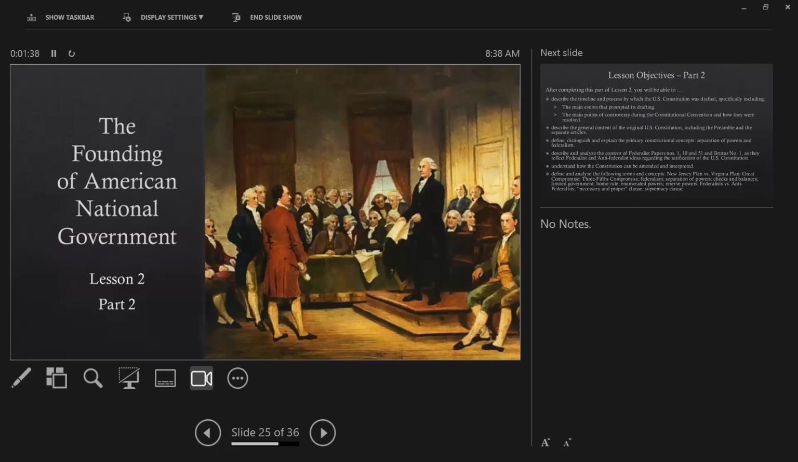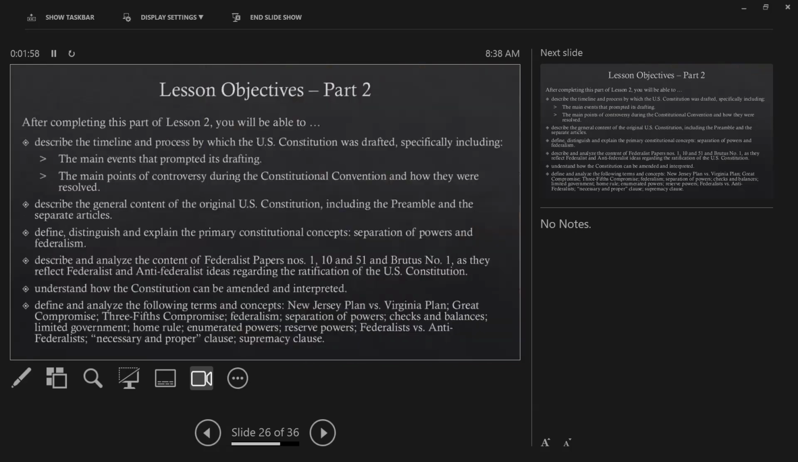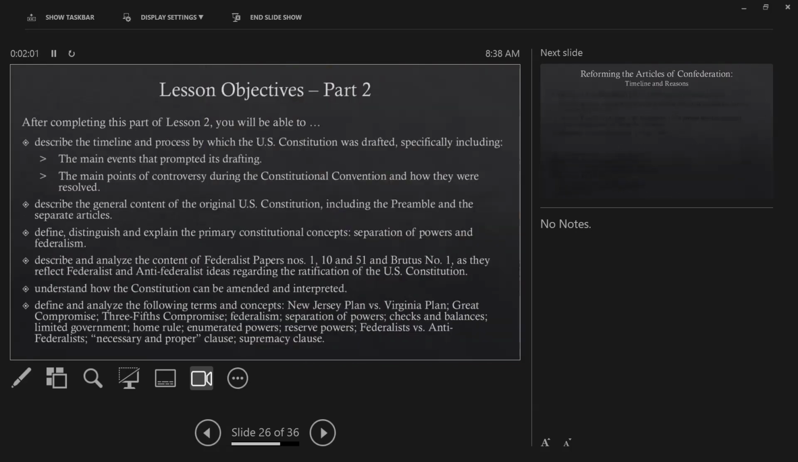Good morning, government students. This is a recorded lecture for learning module two, learning module three. We're still in lesson two, but this is the second half of it. So it's part two of lesson two. And we're still looking at the founding of American national government. These are the objectives I hope that we can accomplish through the rest of this lecture or lesson, learning module, however you want to look at it.